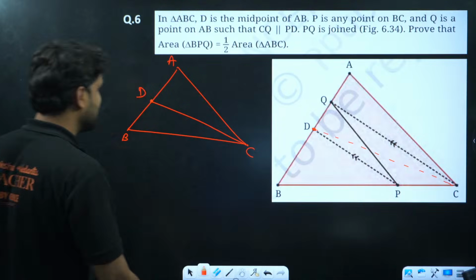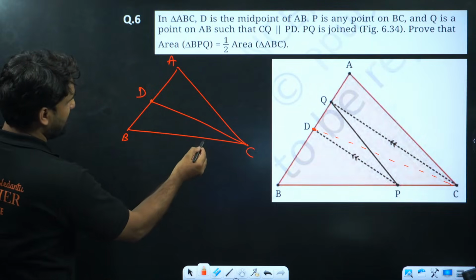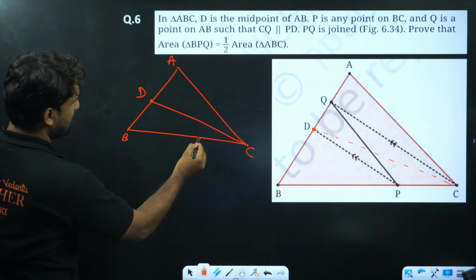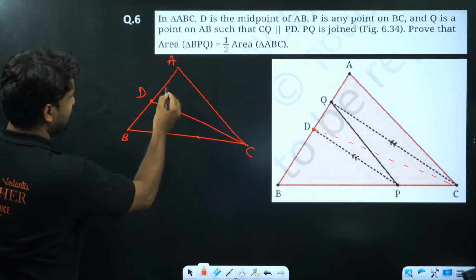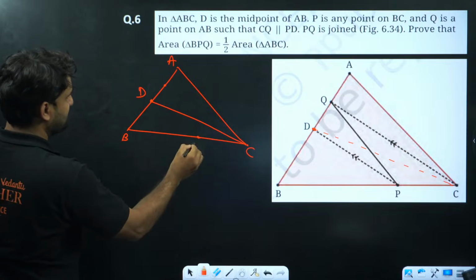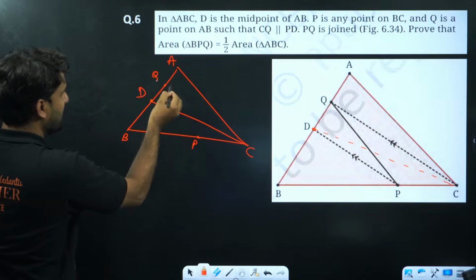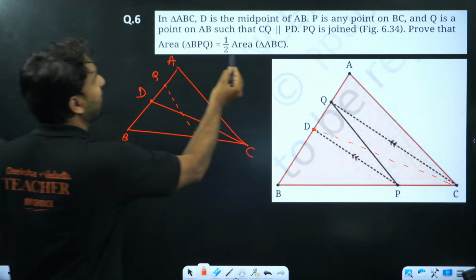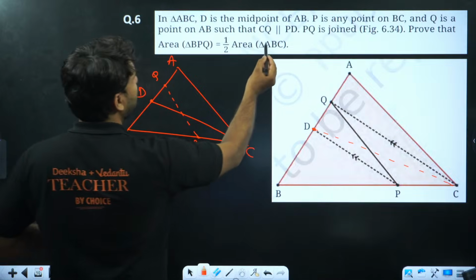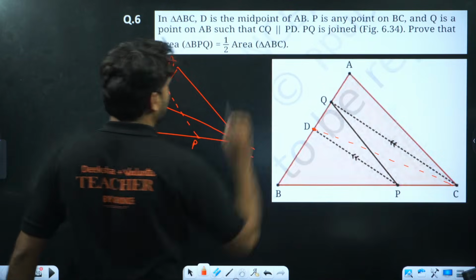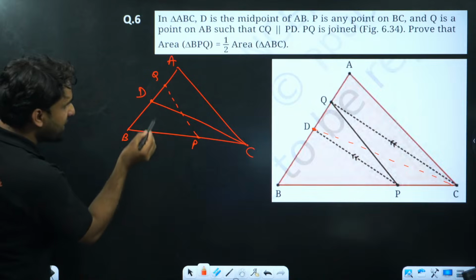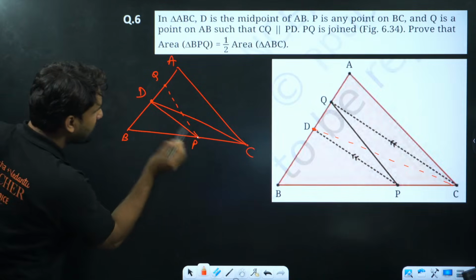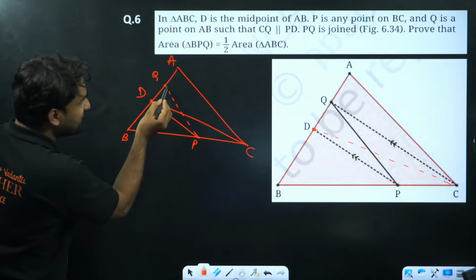BPQ. Let's assume BP, and this is Q here. This is P and this is Q here. And let's join PQ. One very powerful information is given there. Can you see this information? CQ parallel to PD. Where is PD? This is PD. And where is CQ? This is CQ.